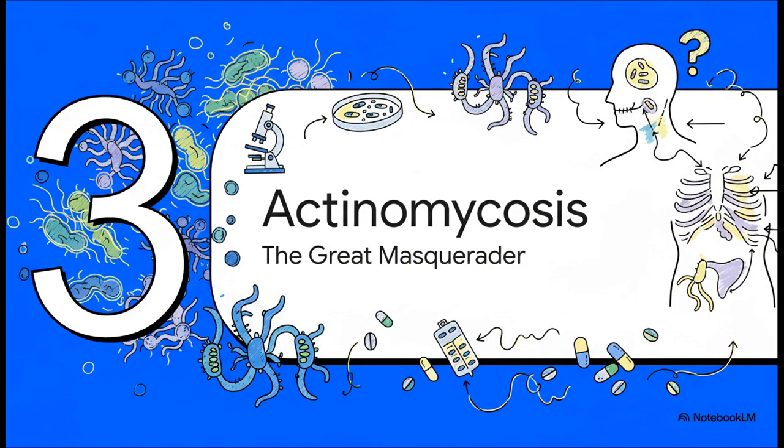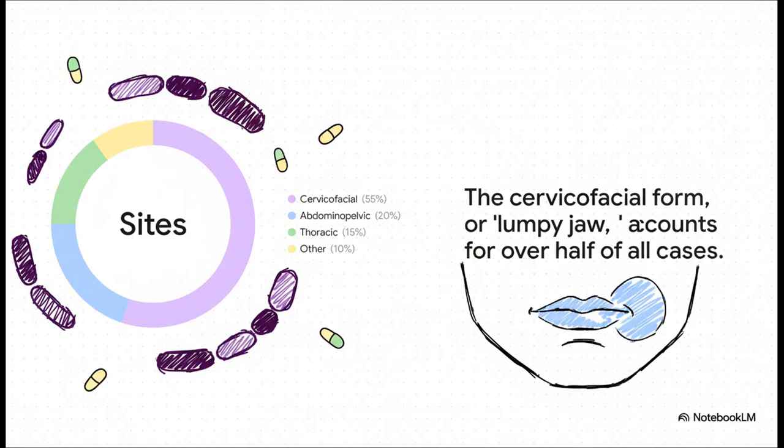Okay, so let's connect our lab findings back to the patient. Schaalia odontolytica is a known cause of actinomycosis, which is a disease that's just notorious for being a diagnostic chameleon. And this is really important. It's an endogenous infection. This means it comes from the patient's own flora. It's not contagious. It only becomes a problem when a mucosal barrier gets breached, allowing this otherwise harmless commensal to invade deeper tissues. The most common site by a pretty wide margin is cervicofacial, the classic lumpy jaw, making up over half of all cases.